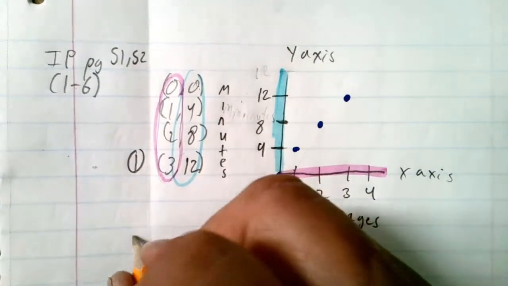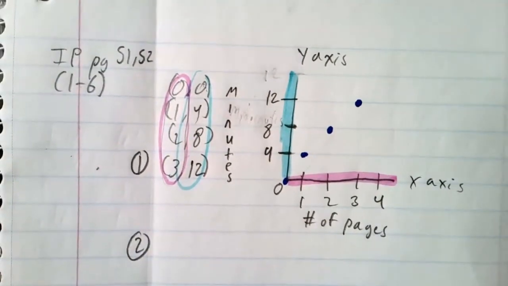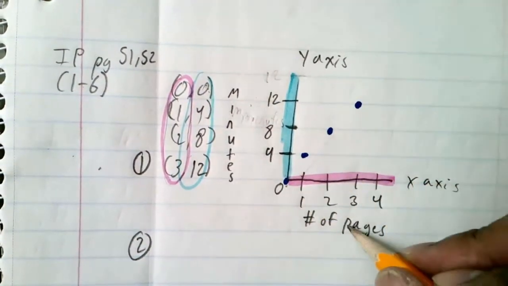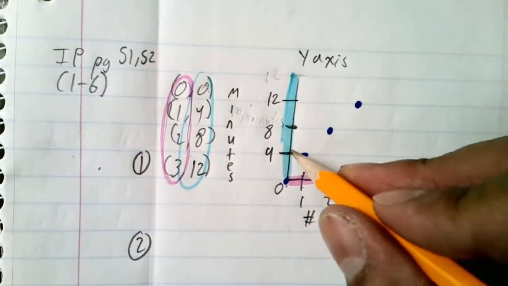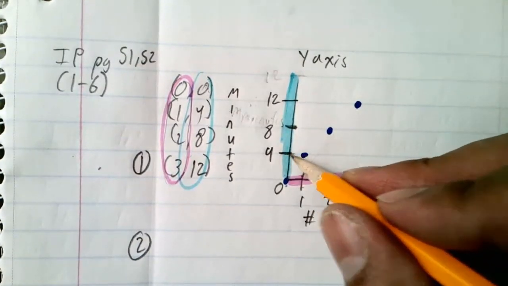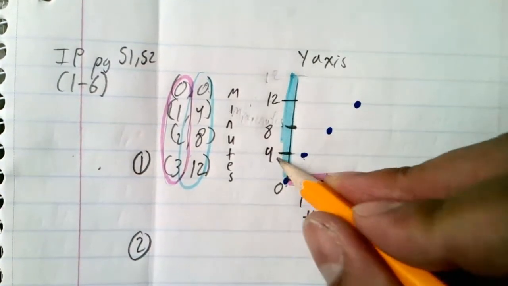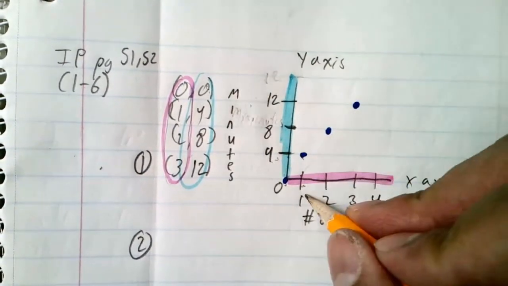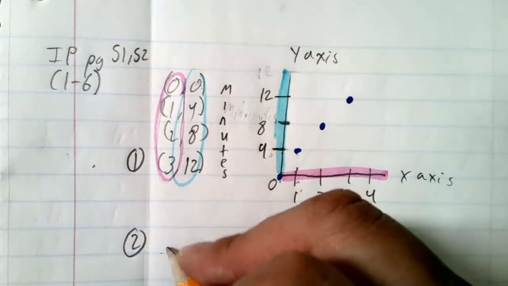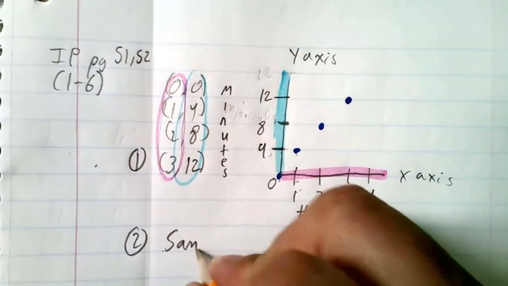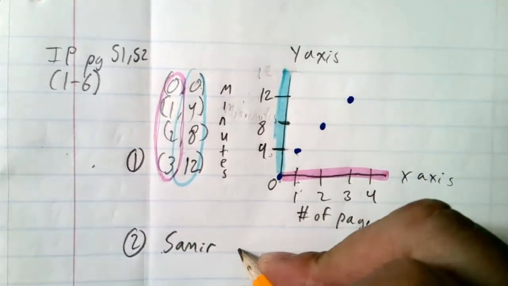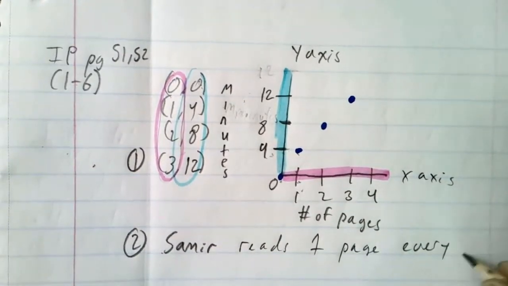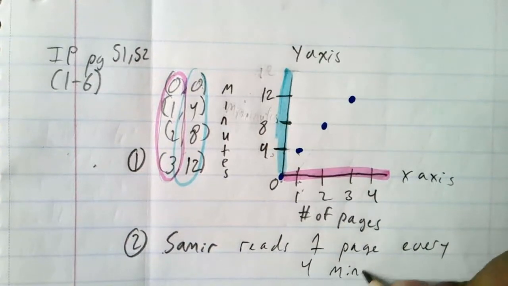Number 2 says, describe what you see. Let's see. Describe the pattern in the graph. Well, the graph shows, I'm seeing that this person reads 4 pages every, let's see. Is that what it says? No, it doesn't. Every 4 minutes, this person reads 1 page. Or you could also say it the other way around. This person reads 1 page every 4 minutes. You want to go x first. So the person's name is Samir. So look at the x-axis. Samir reads 1 page every 4 minutes.